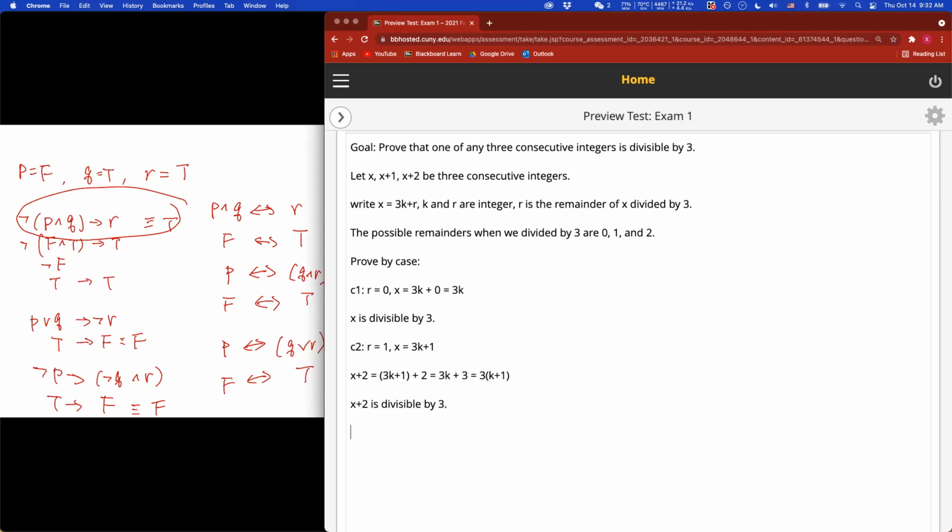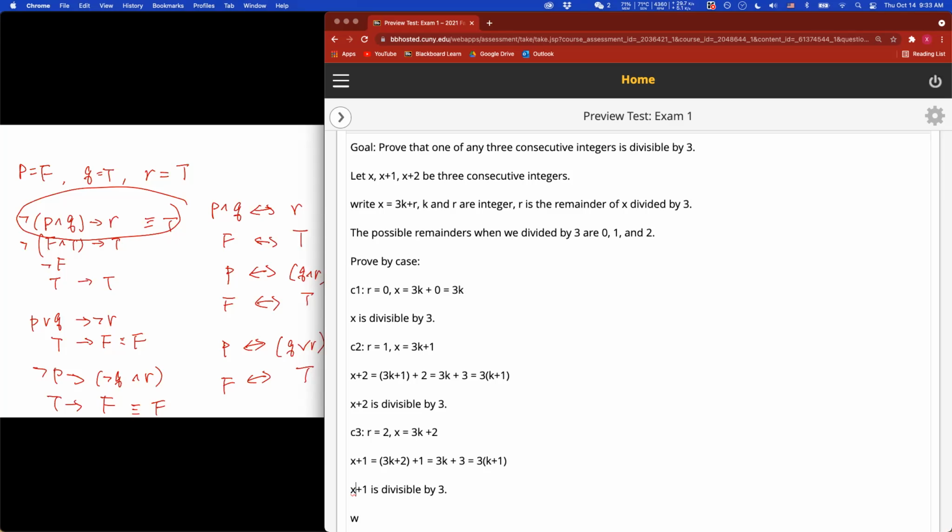divisible by 3. Now case 3, your r equals 2. When your r equals 2, your x will equal 3k plus 2. Then you know x plus 1 will equal 3k plus 2 plus 1. And again, you get 3k plus 3, which can be written as 3 times k plus 1, and this is divisible by 3. So you know x plus 1 is divisible by 3. So what do we know?